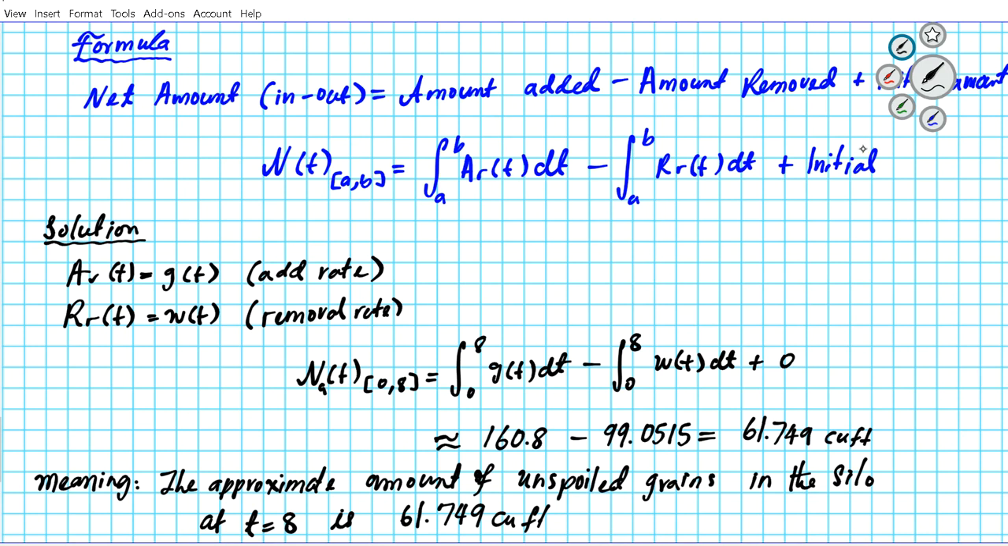Now, how was this graded? Well, on the AP exam, you will get 1 point for setting up your net amount calculation integral, and then you get another point for getting your correct answer. So this is a 2-pointer. 1 plus 1, you get a total of 2 points for question number 1C on the AP exam.